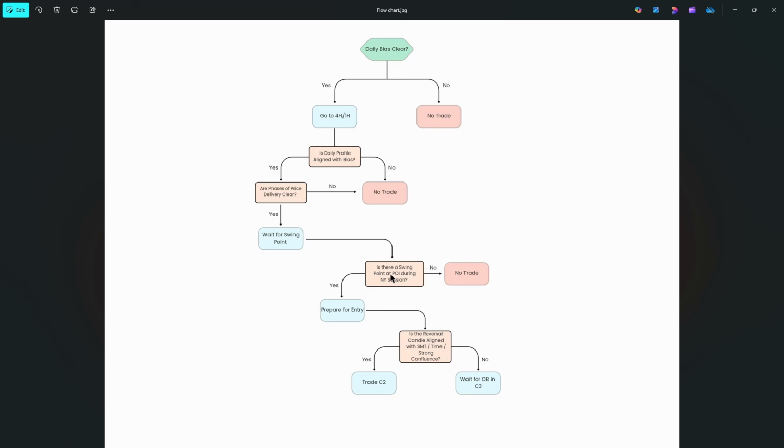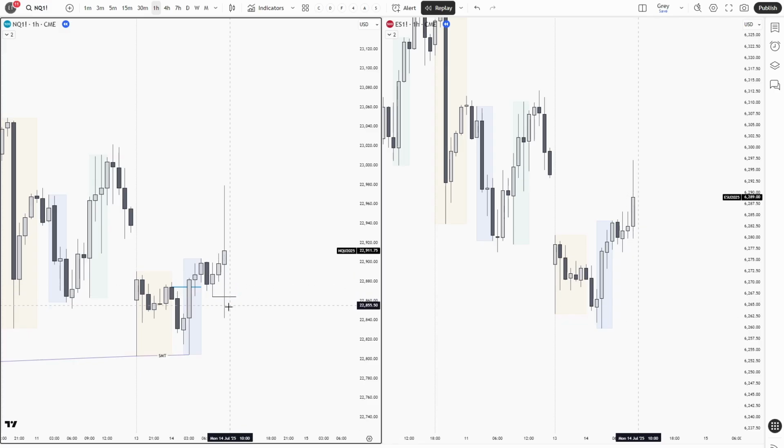Is there a swing point at a point of interest? If there is, then you should be trading. If no, then no trade. Now we are preparing for the entries. Is the reversal candle aligned with SMT divergence, time, and strong confluence? If yes, then you should trade this candle 2, because the driver would expand away. If not, then you should wait for that candle 3. Now since we have a very large reversal candle, we wouldn't be trading this. We will wait for that continuation entry.